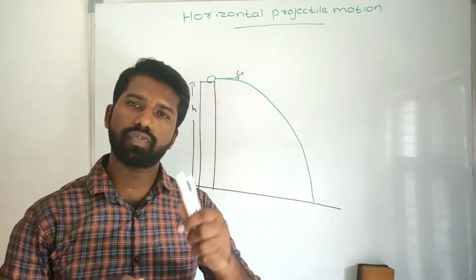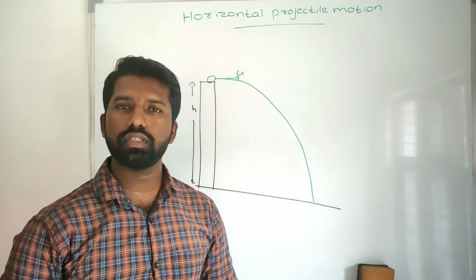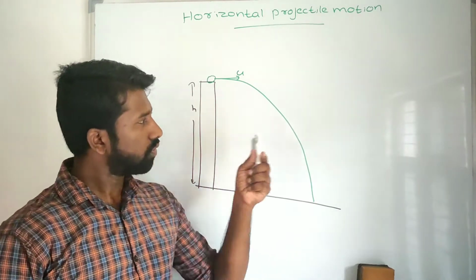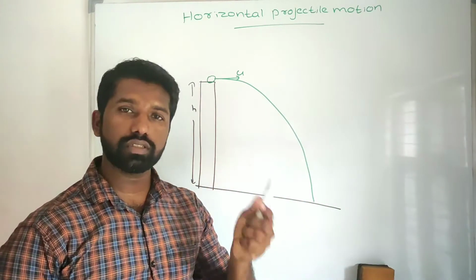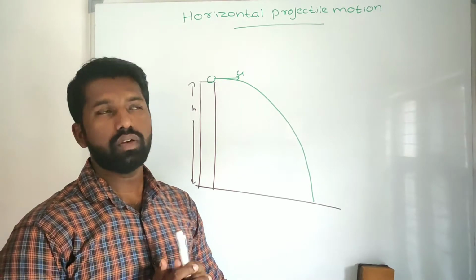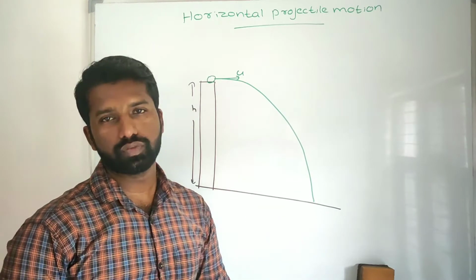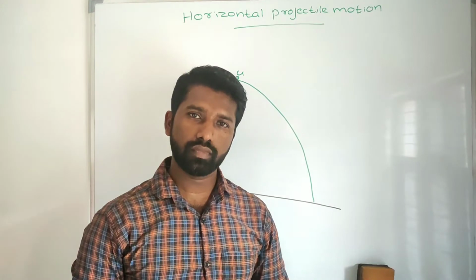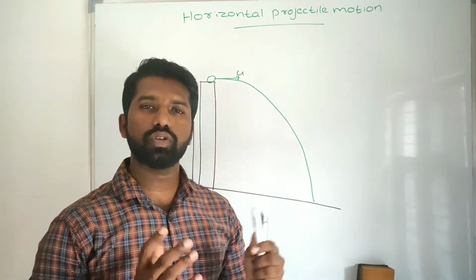This motion is only affected by gravitational force. We consider that air resistance is neglected and the acceleration due to gravity is constant. So only gravitational force acts on it. The gravitational force is in the vertical direction, so the vertical velocity will be affected by the gravitational force. So vertical motion is a uniformly accelerated motion. Horizontal velocity is constant because there is no force in the horizontal direction.